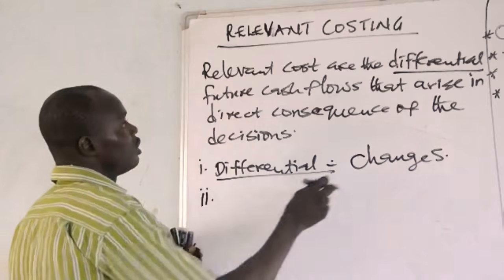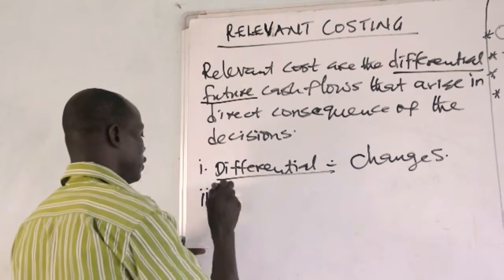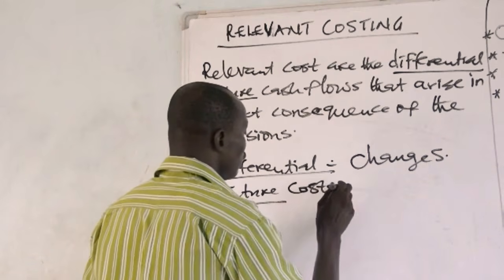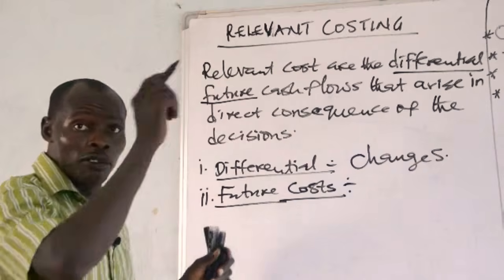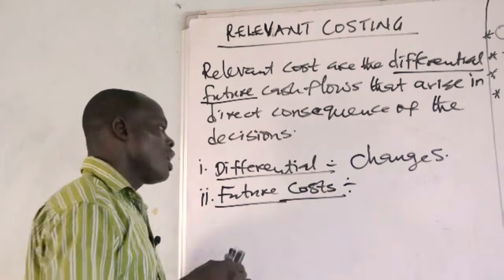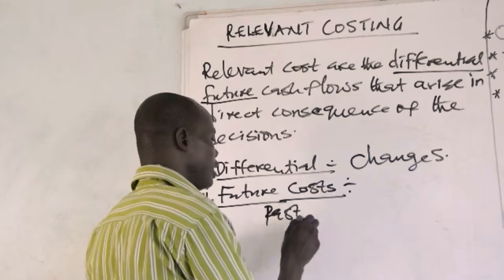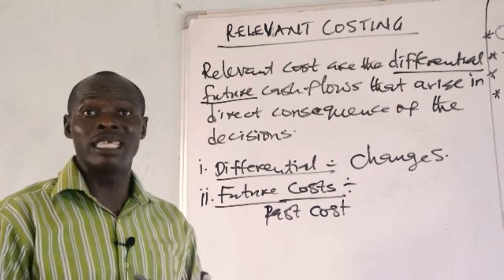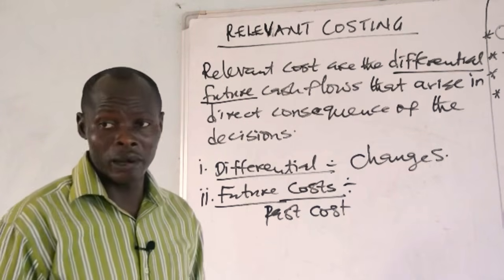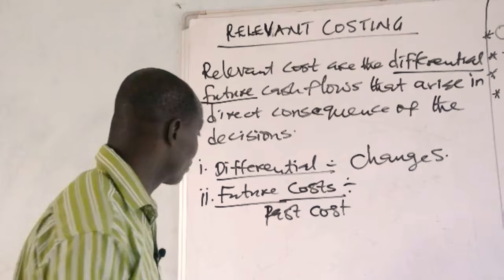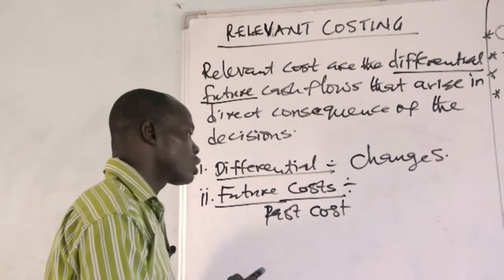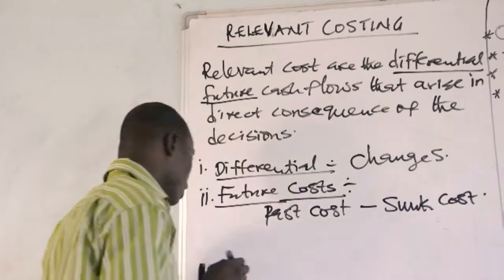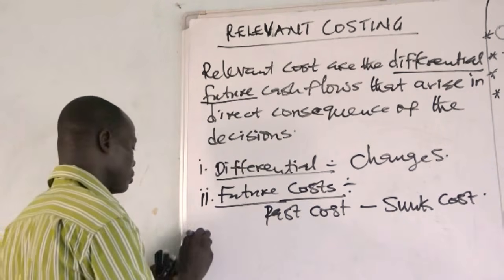Second, future. All relevant costs are future costs. Any past costs are not relevant. Past costs, that is costs incurred before the project is launched, or before the decisions are taken, are not relevant. Past costs are called sunk costs. Sunk costs are not relevant.